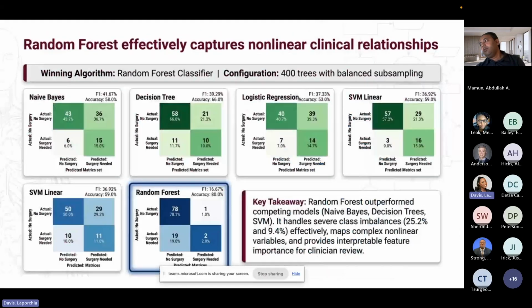For model comparison, I tested multiple models, and the random forest performed the best, achieving the highest accuracy and handling class imbalance effectively. It also provided interpretable feature importance, which is valuable for clinical insights.